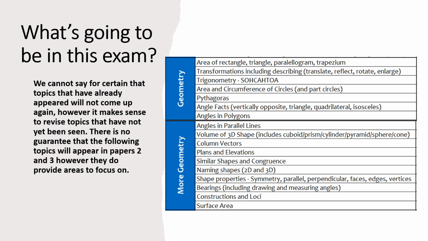We also have geometry. Lots of these things weren't in paper 1. Trigonometry, Pythagoras, circles, some volume, lots of these things didn't come up in paper 1. So it'd be a really, really good thing to go away and revise for papers 2 and 3.